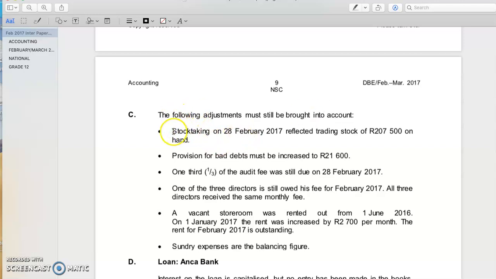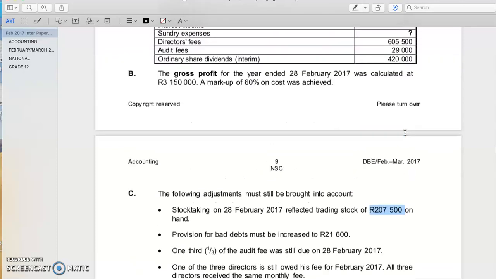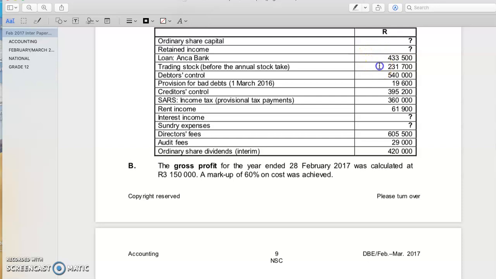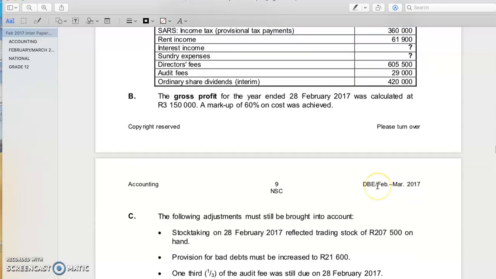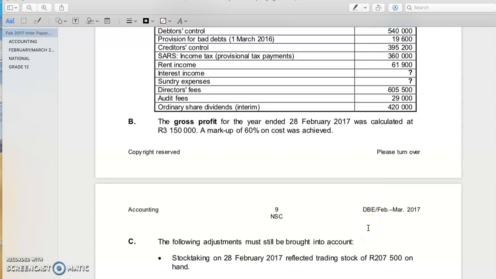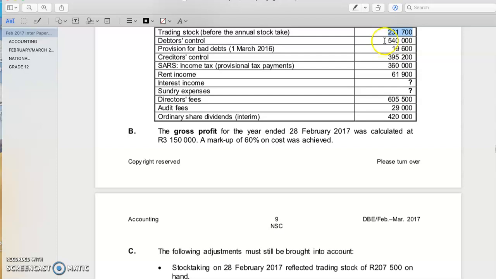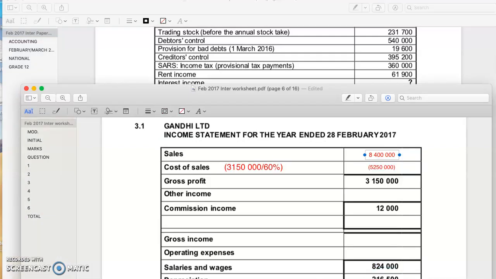Okay, so it says that stock taking on the 28th of February reflected trading stock of 207,500 on hand. So we actually had 207,500, but we thought we had 231,700. Now we have to see whether we have a surplus or a deficit. A surplus is income, a deficit is an expense. Because we thought we had more, but we actually have less than that, it's a deficit because we don't have as much as we thought.